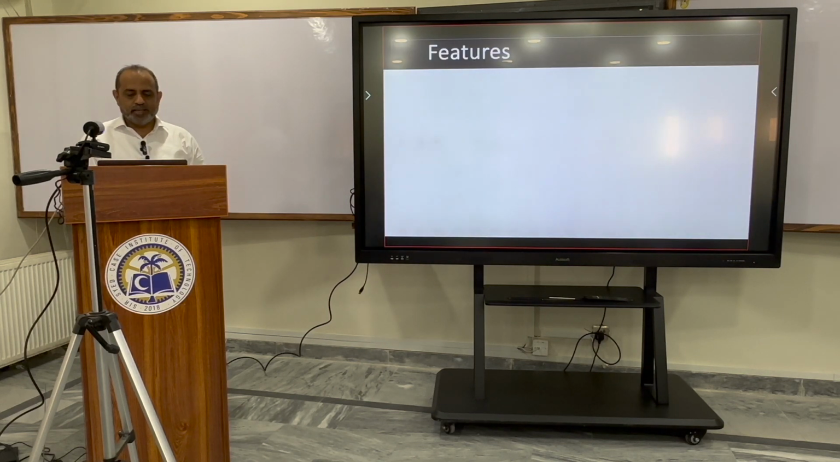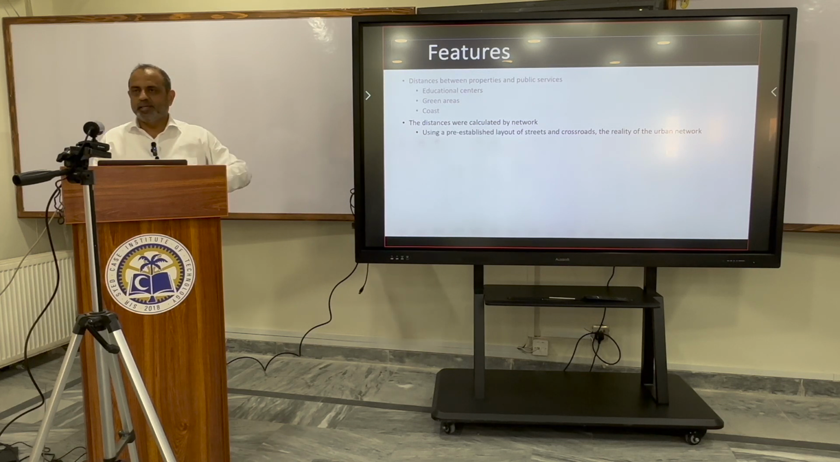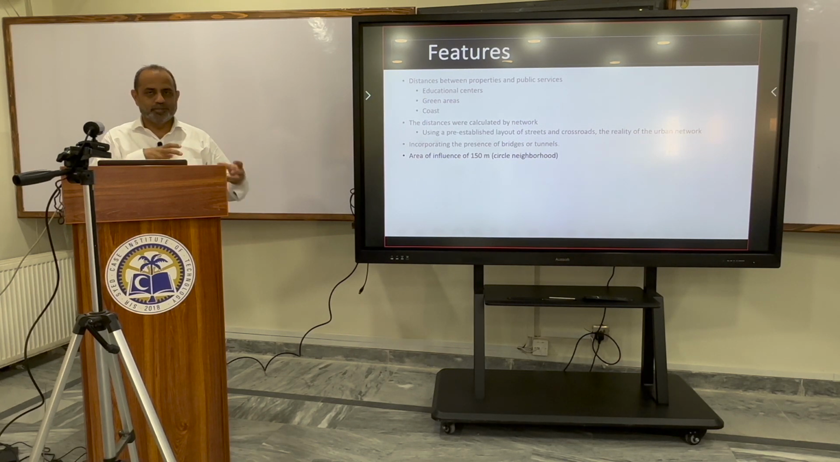Right? And then the features they use to estimate the prices are very interesting. They have where the educational centers are, where the green areas are, where the coast is. Coast is important. And then they are using GIS and different tools to find out the green areas, the road network, and the conditions. They have even incorporated bridges or tunnels, and the neighborhood. We say this is a good neighborhood, this is a black neighborhood, this is a white neighborhood, this is a Hispanic neighborhood. So they also incorporated what type of neighborhood it is, within 150 meters.